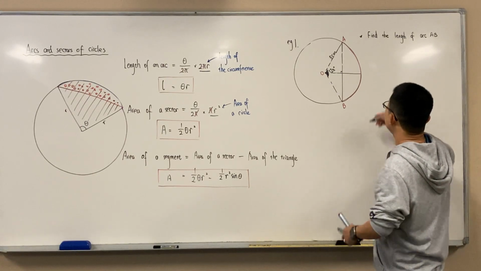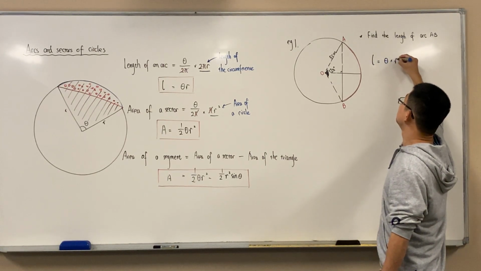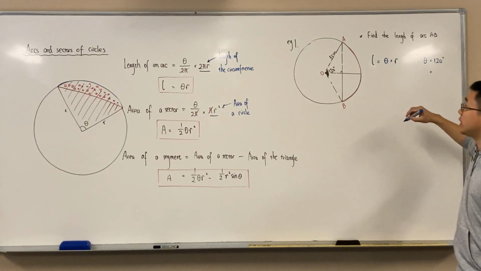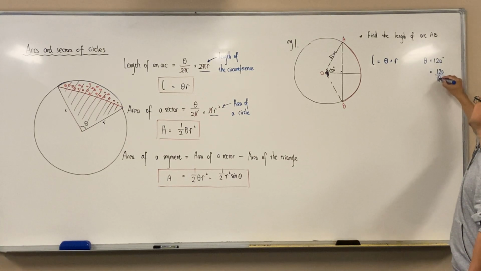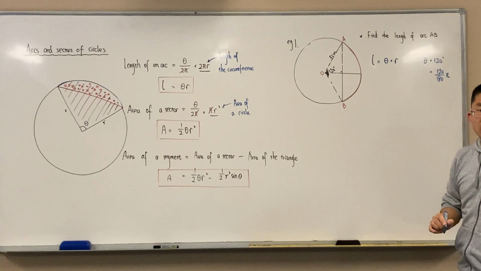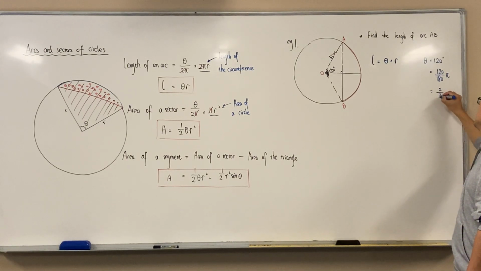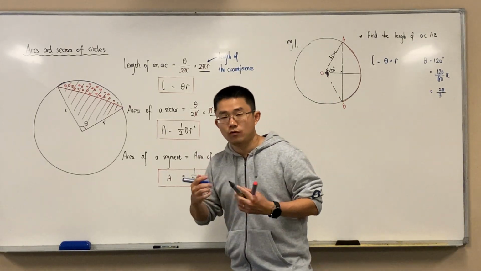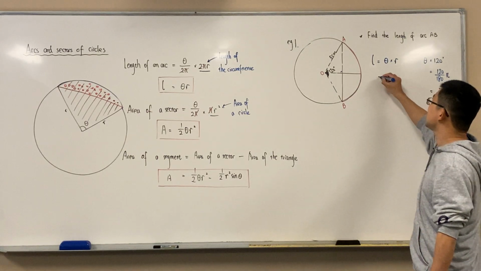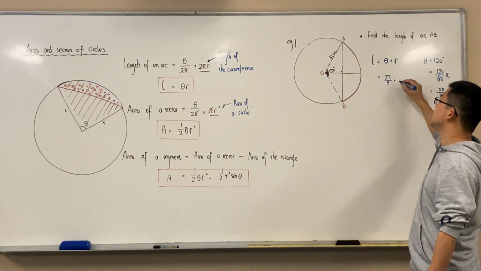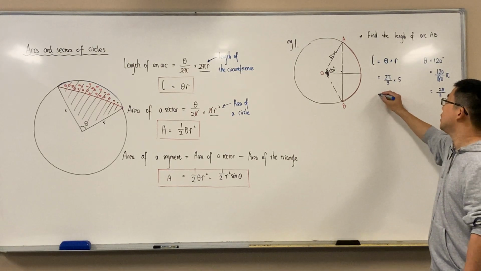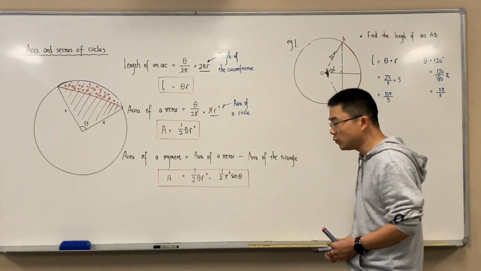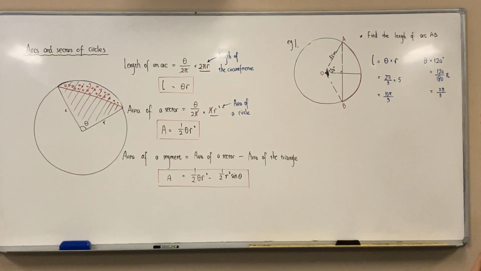So length of arc is equal to theta times r. We know theta here is equal to 120 degrees. I would like to change that into radian. How do I change it? Well, 120 divided by 180, times pi. Now you can simplify these. That becomes 2 over 3, or 2 pi over 3. So 2 pi over 3 is the angle in radian. Once you have that, you can do the substitution: 2 pi over 3 times the radius, which is equal to 5. Now, really easy, you get your answer. That's 10 pi over 3. Very simple, straightforward.